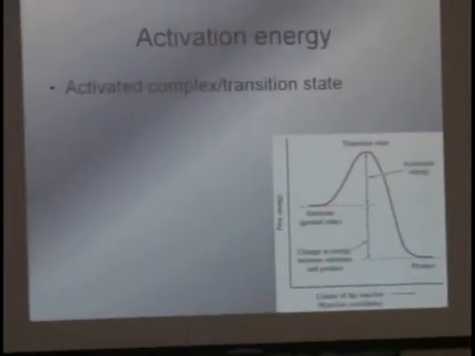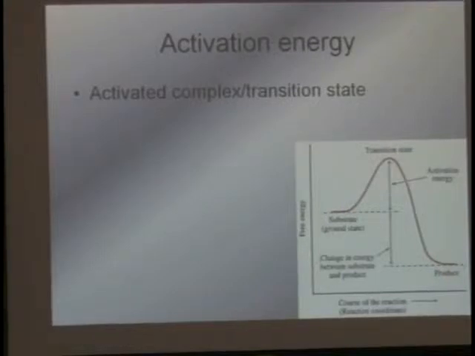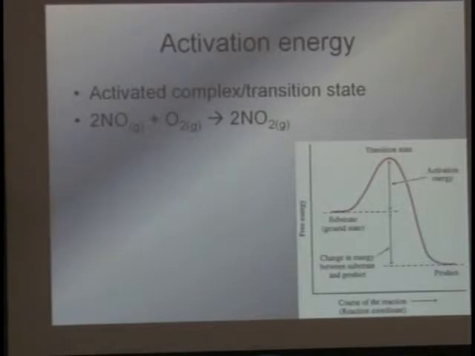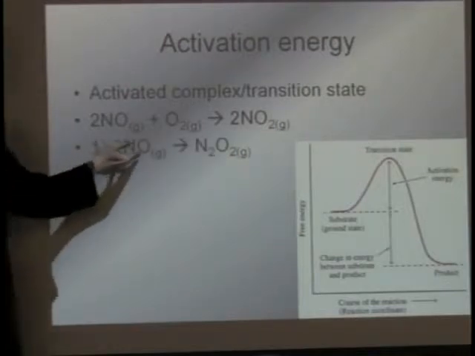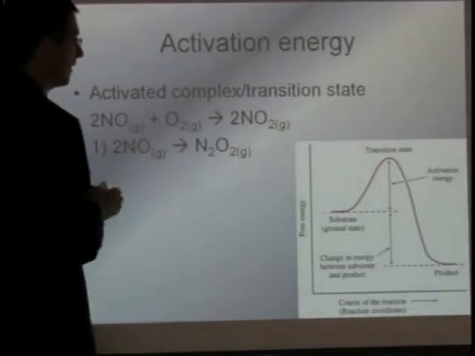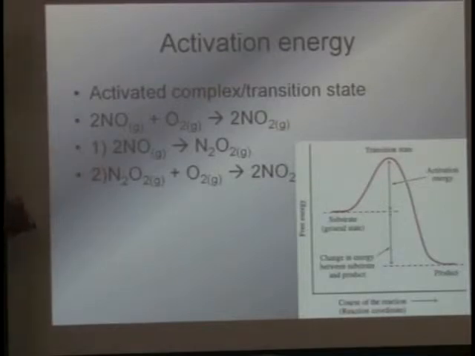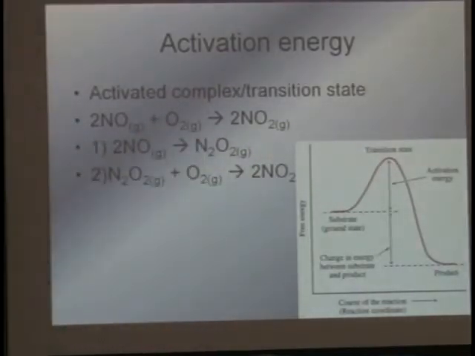Continuing on with activation energy, you have what's referred to as an activated complex or a transition state. Not certain if you need to know all this or not, but we're going to give you an example anyways. Here is nitrogen monoxide plus oxygen to make nitrogen dioxide. The first step is going to be two of the NOs are going to react with each other to make what's referred to as an activated complex, the N2O2. The second step is that N2O2 is going to react with the oxygen to make the final product.